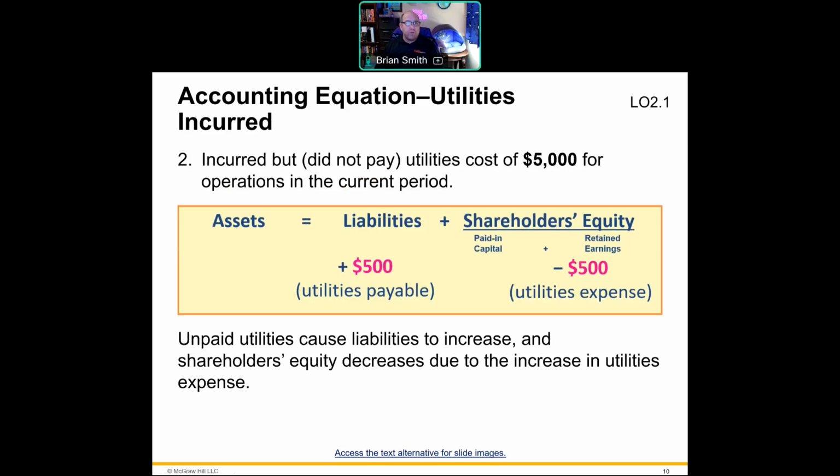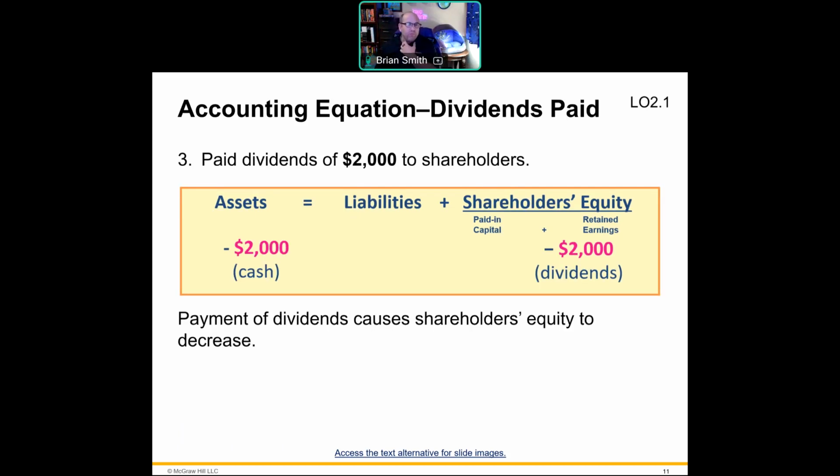But we incurred, but did not pay, utilities cost of $500 for operations in the current period. Okay, we decrease $500 utilities expense, or at least we decrease the equity. The expense account is increased, but that increase in the expense decreases overall equity. So we subtract out that, and we add what we owe on our liabilities.